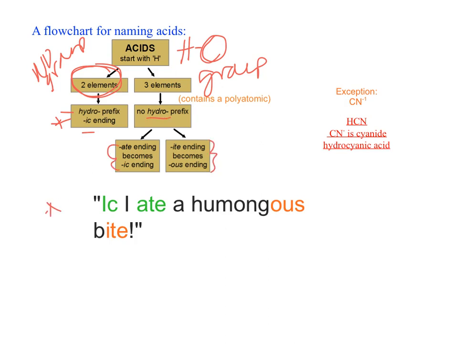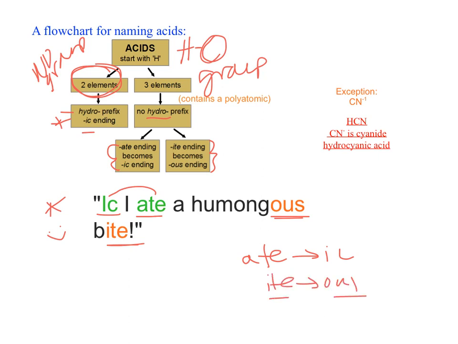And we have a cute little saying, if you can remember it: ic, I ate a humongous bite. So ic and ate go together, ous and ite go together. So that will hopefully help you remember it. Sometimes I say, if you ate it, it tastes ick. And then y'all sometimes get senioritis. So just making sure those pairs stay together.